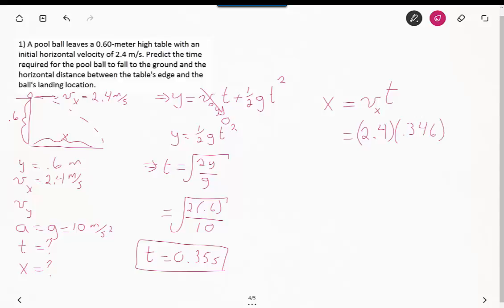I'm only going to write part of it down, but put the whole thing into your calculator. When you do that, you find out that it will travel 0.83 meters. The range will be 0.83 meters. So in this problem, we've got all of the basic parts. We're looking for time, looking for displacement in the x direction given the initial velocity. Let's do one more.